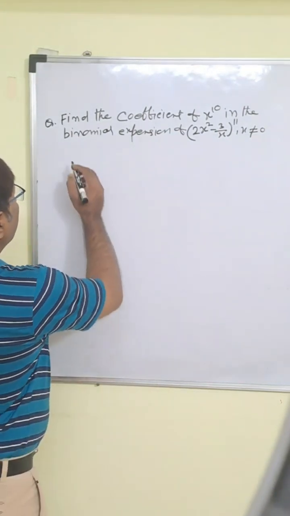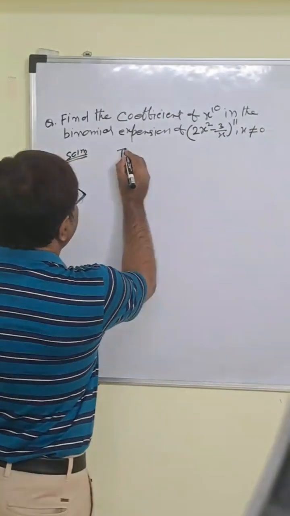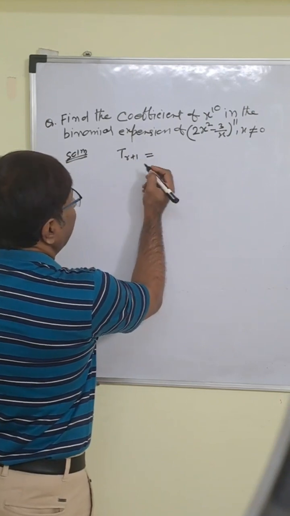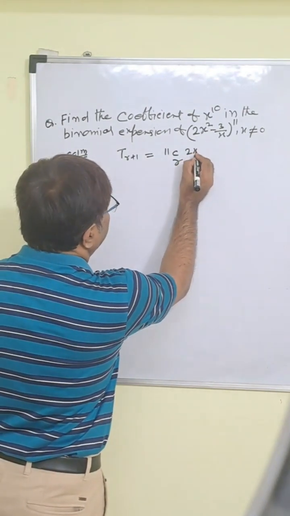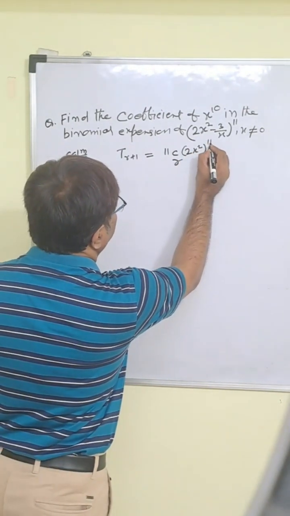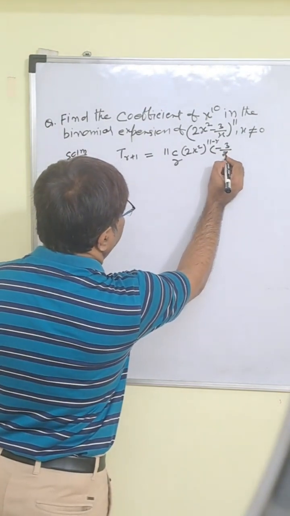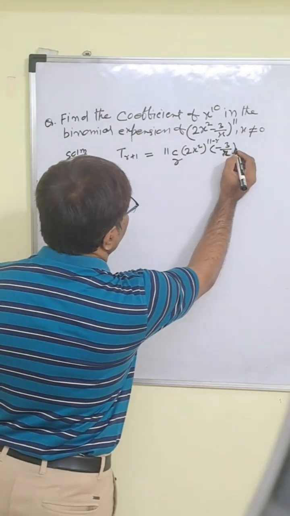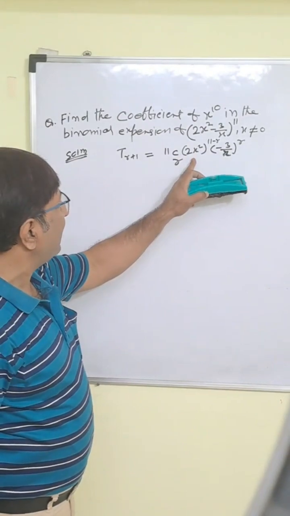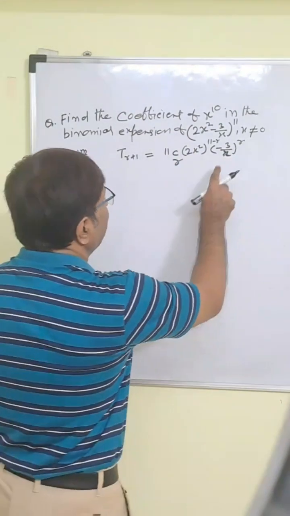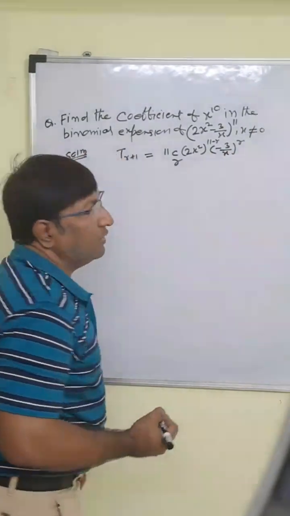So we are going to find the solution of this equation. First find the general term of this expansion. T r plus 1 is nCr, so 11Cr a to the power n minus r. So 2x square to the power 11 minus r, into b to the power r, so minus 3 by x to the power r. Here a is 2x square with power 11 minus r, and b is minus 3 by x, to the power r.